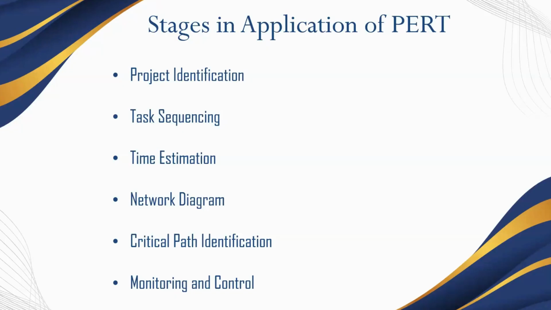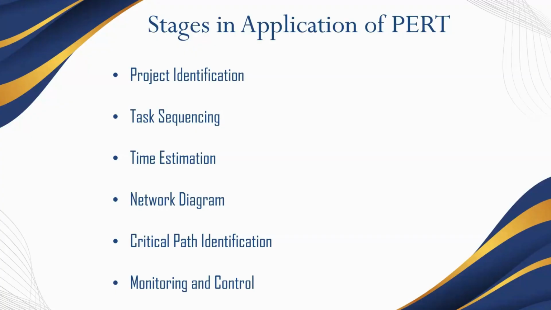Time estimate. For each task, estimate the time required using three estimates. Optimistic time: the shortest time in which the task can be completed if everything goes perfectly. Most likely time: the most probable time required to complete the task under normal circumstances. Pessimistic time: the longest time the task might take if complications arise.